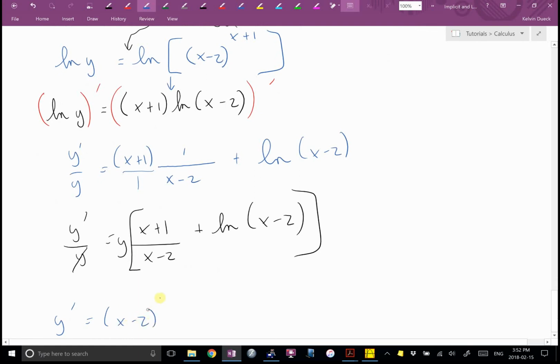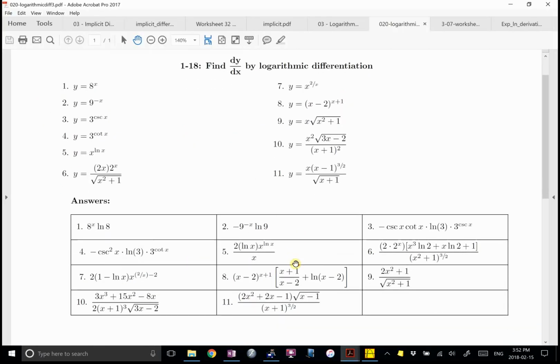X minus 2 to the x plus 1 times x plus 1 over x minus 2 plus the natural log, the ln. Let's see if we're right. So once you've written that down, this one did have an answer key, if I recall. For number 8, did we get x minus 2 to the x plus 1 bracket x plus 1 over x minus 2 plus ln x minus 2 close bracket? Booyah.